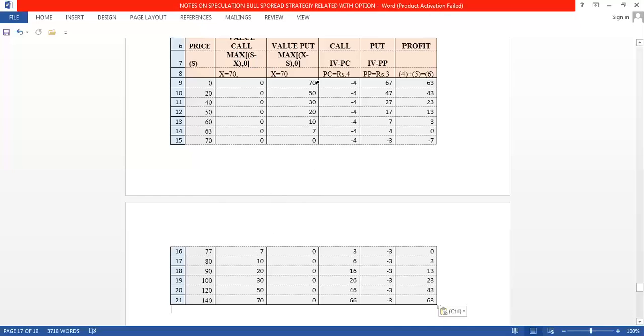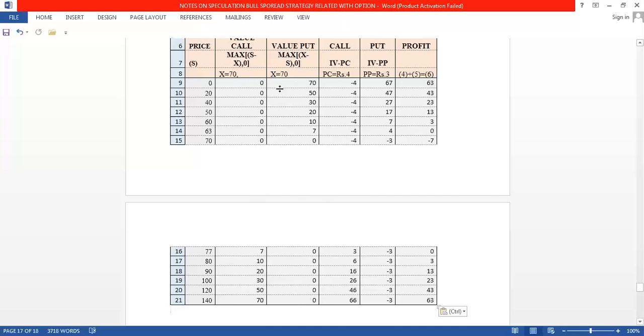In case of put, the intrinsic value is just opposite. So intrinsic value of the put option will be positive as long as the spot price is less than 70. So just see, at 70 it has again become 0, and after that it is continuously 0. So since we have bought both call and put, we will get this intrinsic value against call, and we will also get this intrinsic value against put.